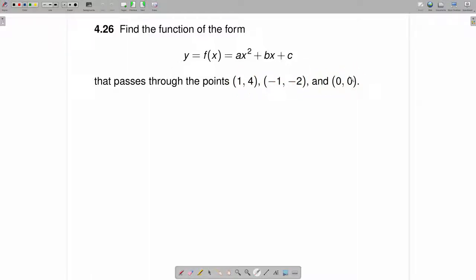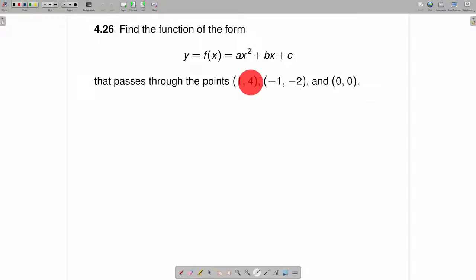You may have heard the saying, 2 distinct points determine a line. Well, this is the next level up from that, and this is 3 distinct non-collinear points determine a quadratic. So let's start out with these 3 points here and see what the meaning is.